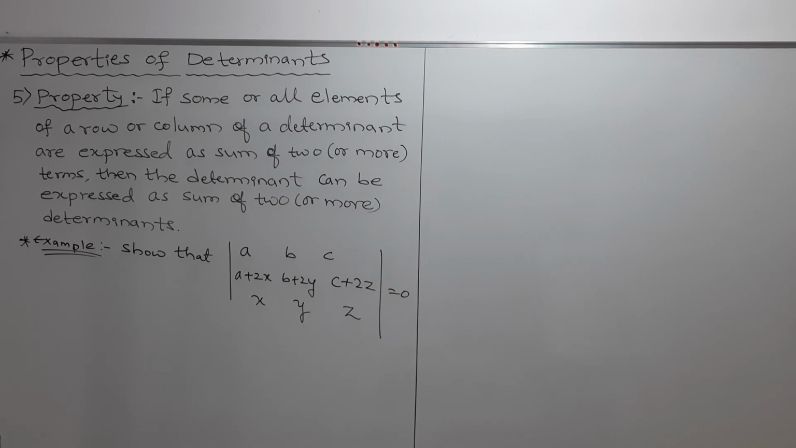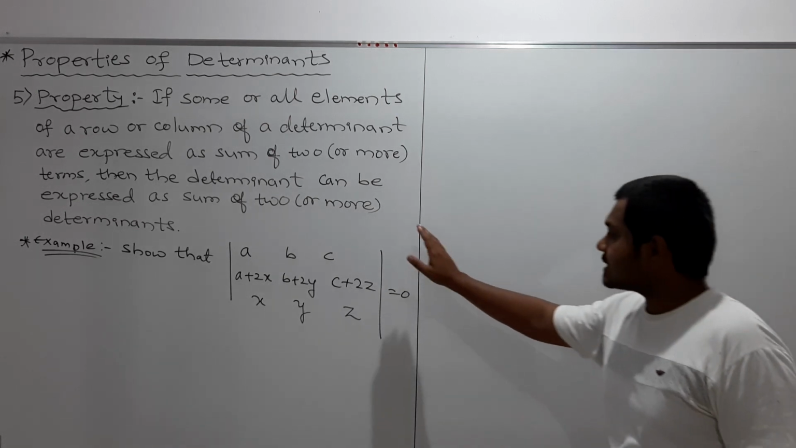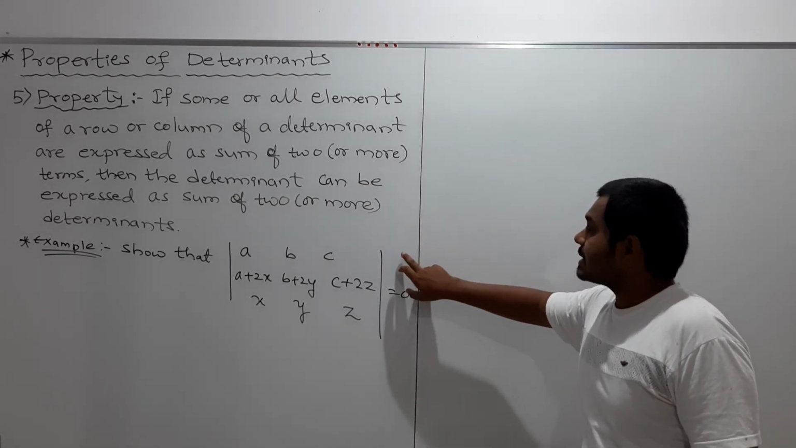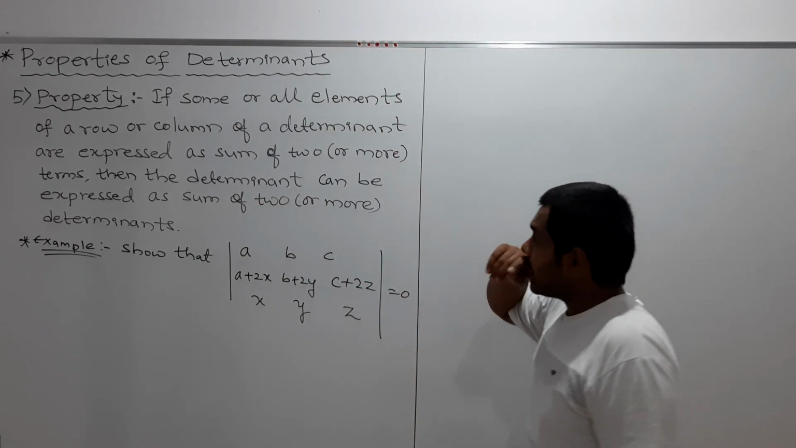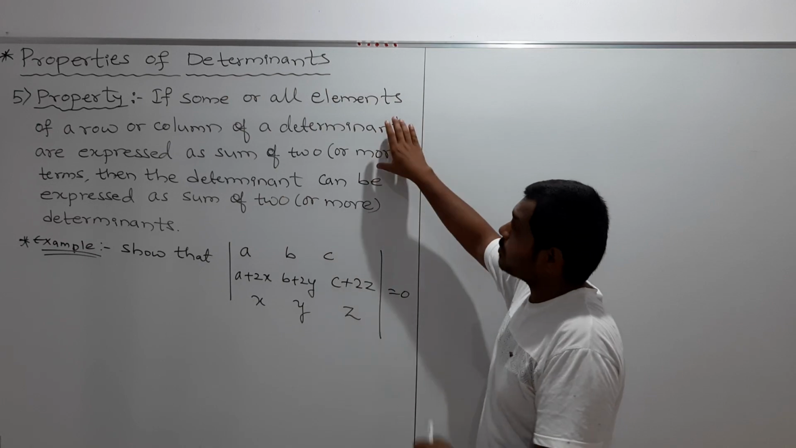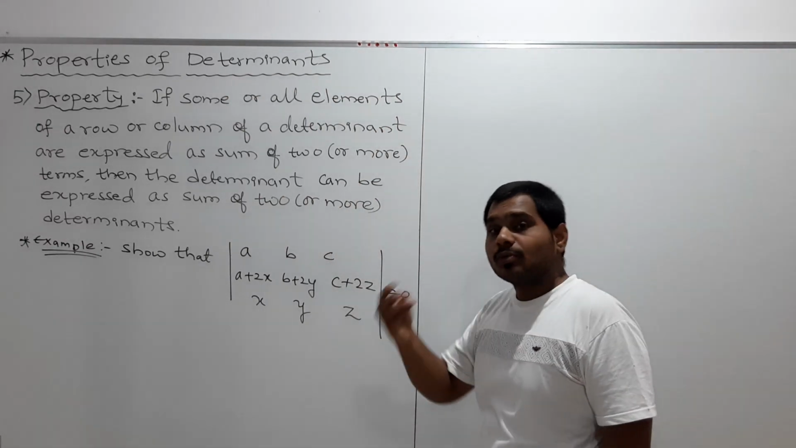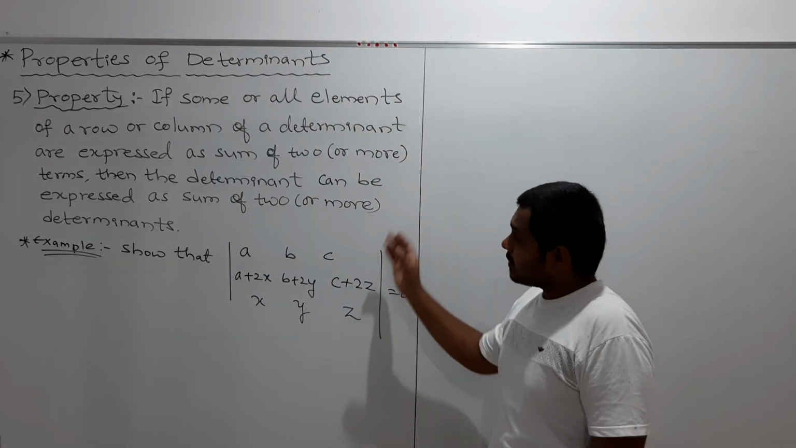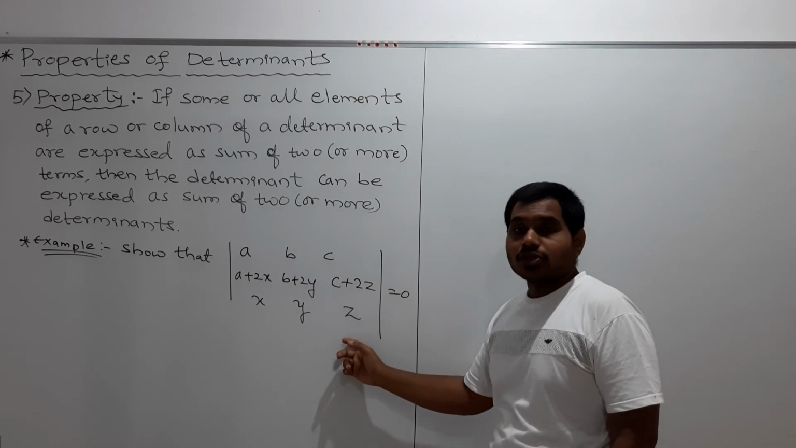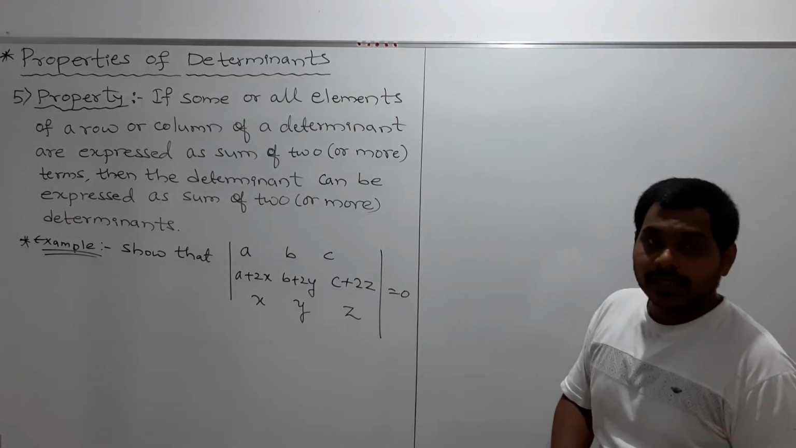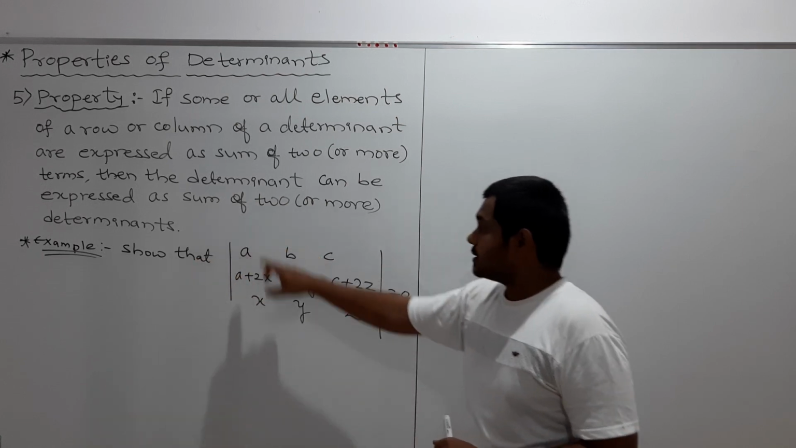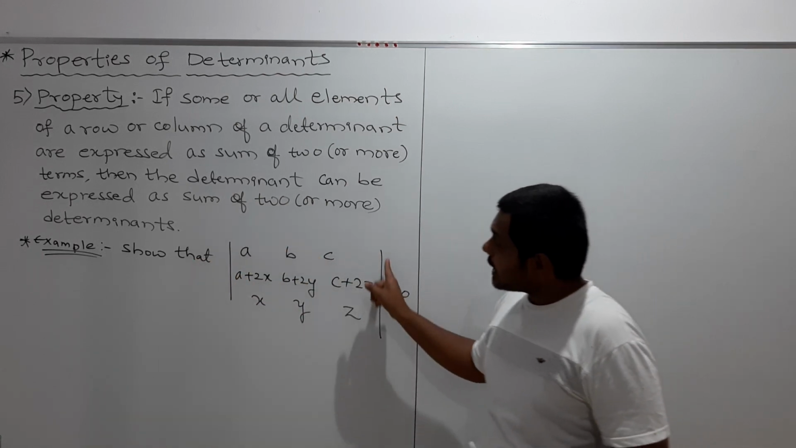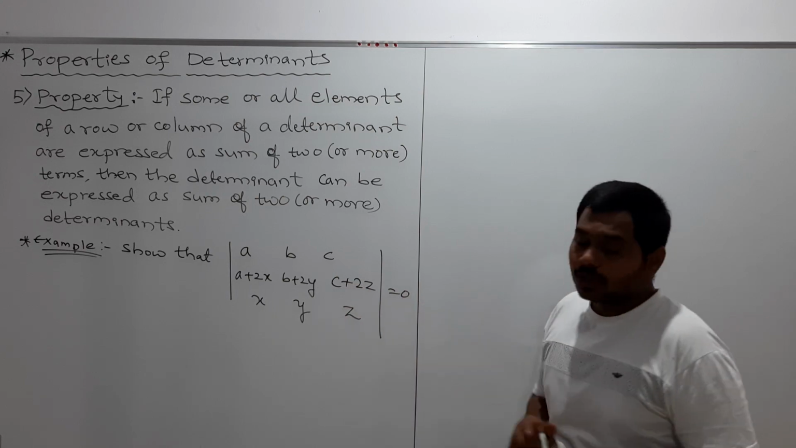Yes, my dear students, this is one example I am going to solve. In this example I am using the concept of this property, and also some more properties that I discussed earlier. All those concepts I am using here to solve this question. The question given to you is: show that the determinant given to you has a value equal to 0.